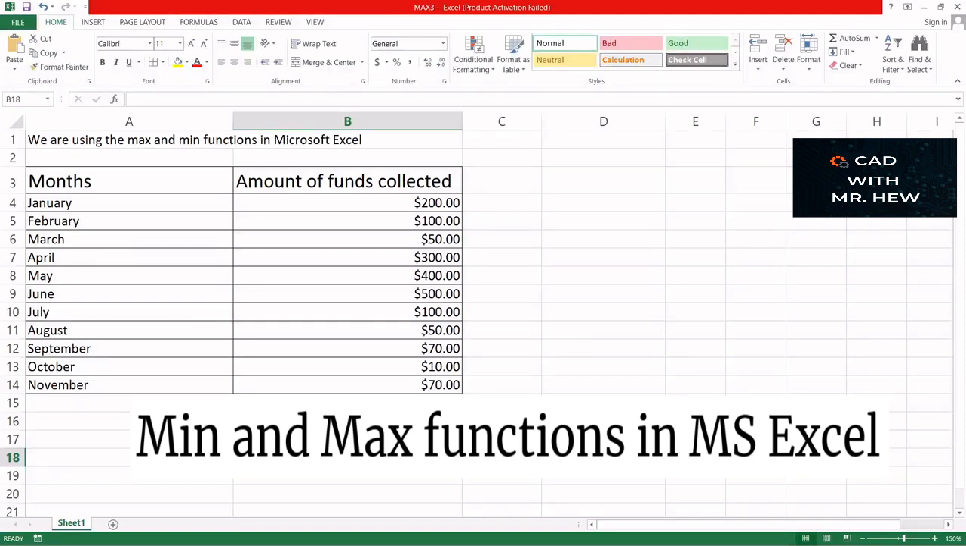In today's video, I'll be showing you how to use the min and max function in Microsoft Excel. These two functions will allow us to find the highest value and the lowest value.